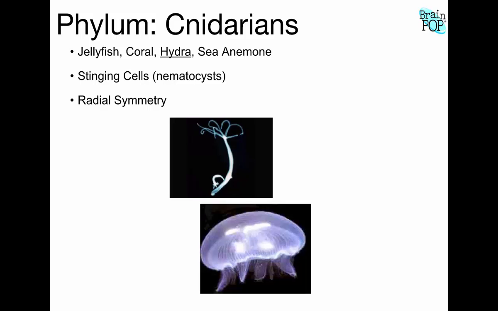Some jellyfish are bioluminescent, meaning they can create their own light. They're like a firefly, especially some that live deep in the ocean where light doesn't penetrate. Some of them make their own light through a chemical process. They're pretty neat.